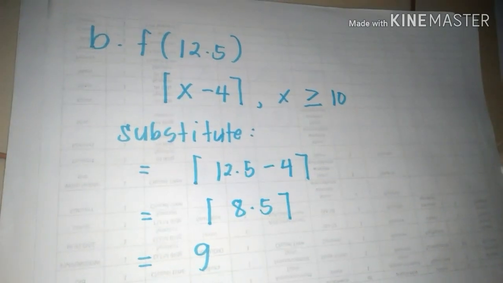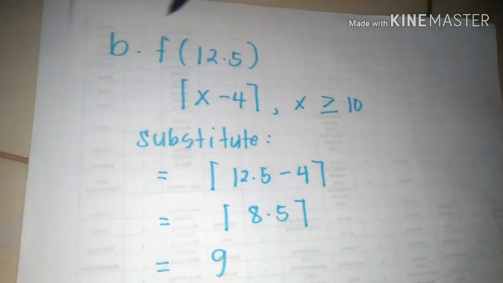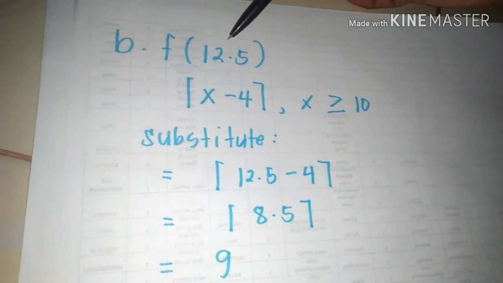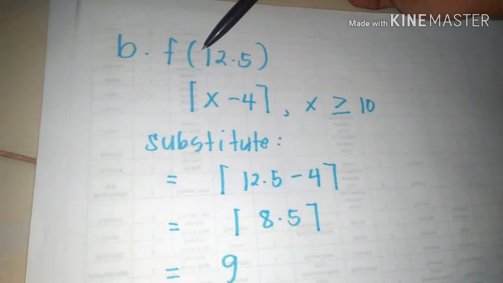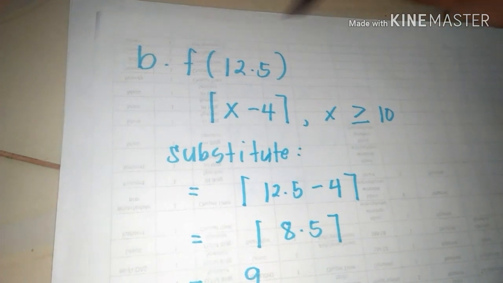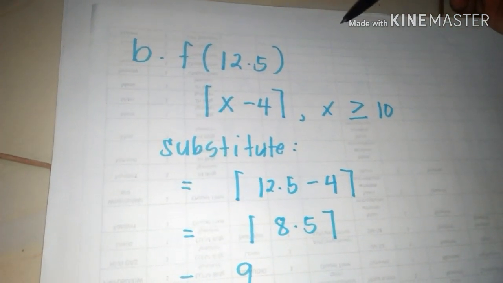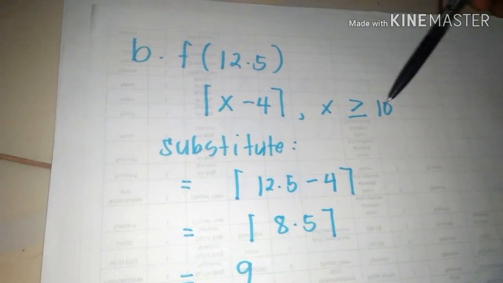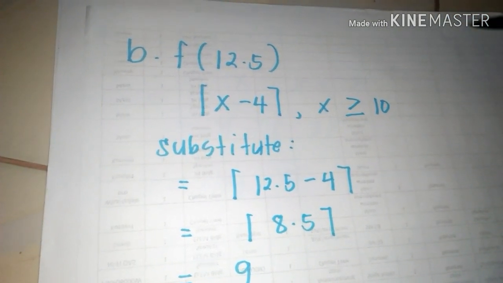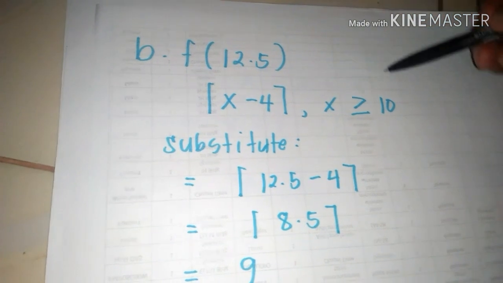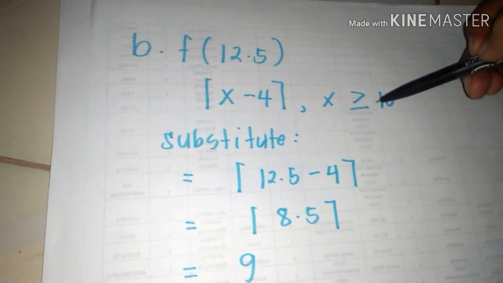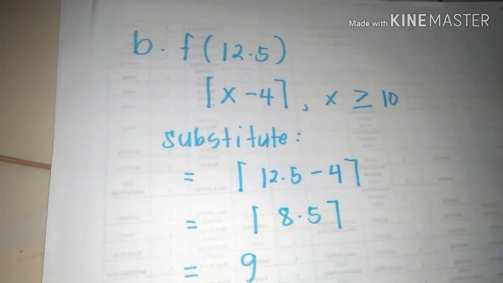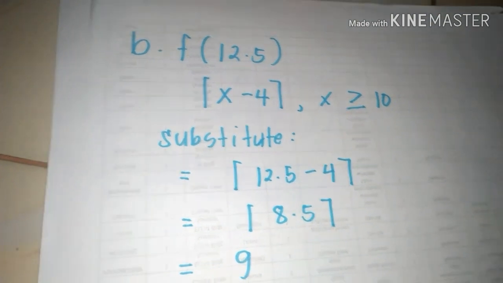We have the second example wherein we have f of 12.5. Saan ba natin makikita ang 12.5? In which interval? Dun sa ating given, meron tayong round up x minus 4, x is greater than or equal to 10. Diba? Makikita natin ang 12.5 sa x greater than or equal to 10. 10 pataas. Okay? Kasama ang 12.5 doon.